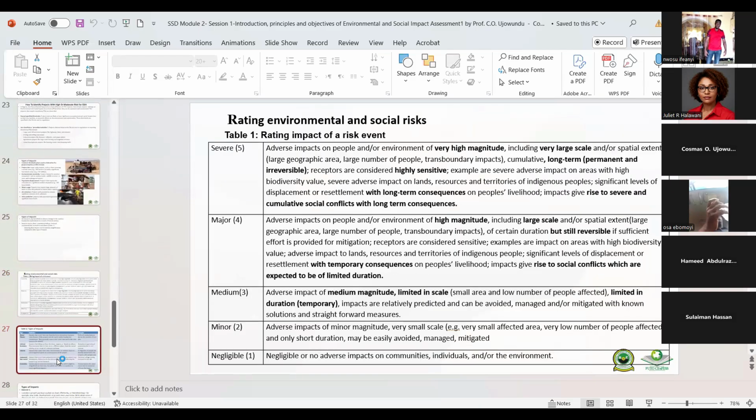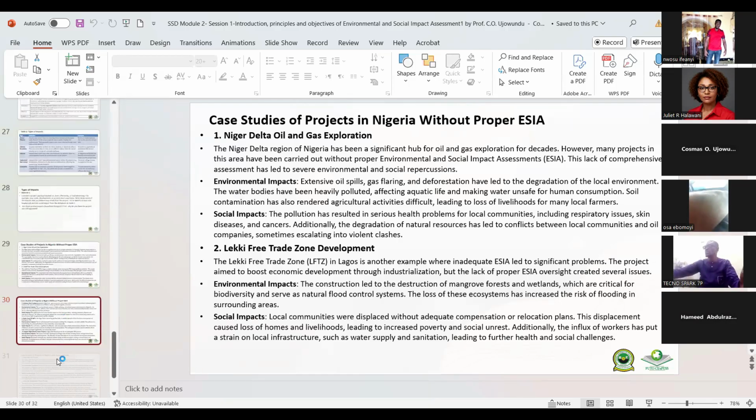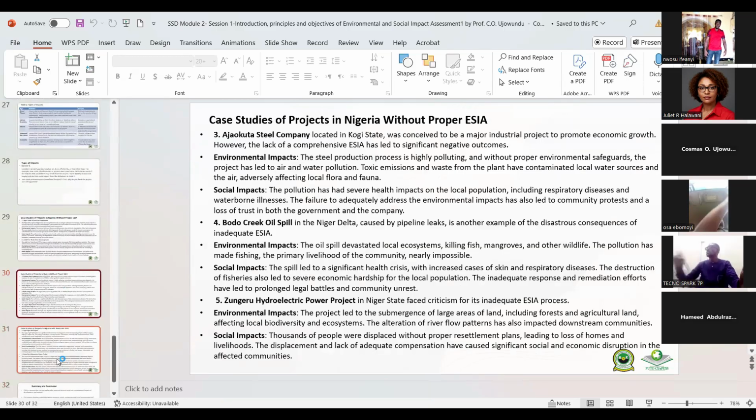The last aspect of this is the case study that I've lined up here. When we look at case studies in the Niger Delta, where proper environmental impact assessment is carried out, like the Niger Delta Oil and Gas Company, and Lekki Free Zone Trade Area, which also did proper environmental impact assessment. We also have case studies of projects that didn't carry out proper environmental impact assessment. You also see the consequences of that, like what is happening presently in Nigeria.